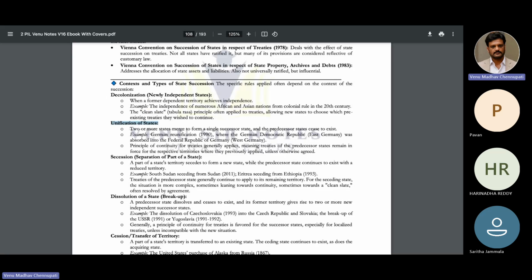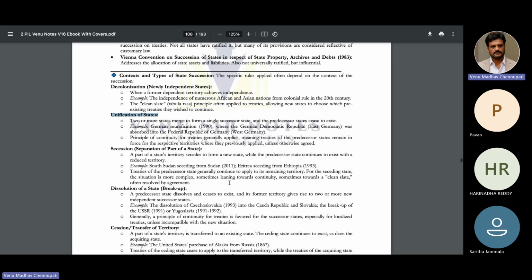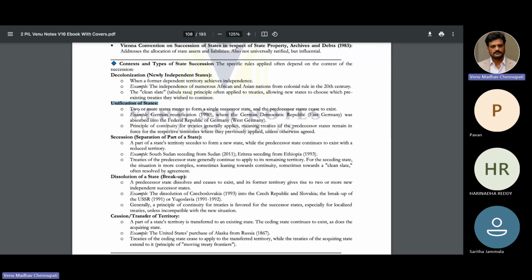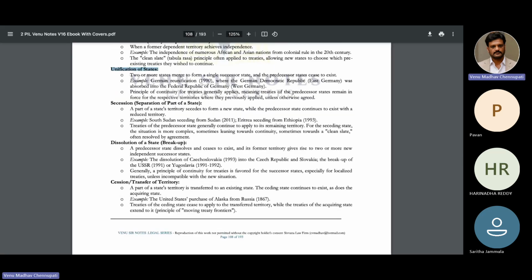For example, German reunification, where East Germany and West Germany were united in 1990. The principle of continuity for treaties generally applies, meaning treaties of predecessor states remain in force for the respective territories where they previously applied, unless otherwise agreed. So whatever treaties they have made in the past need to be honored by the unified state. And the other one is secession, which is basically separation of part of a state.